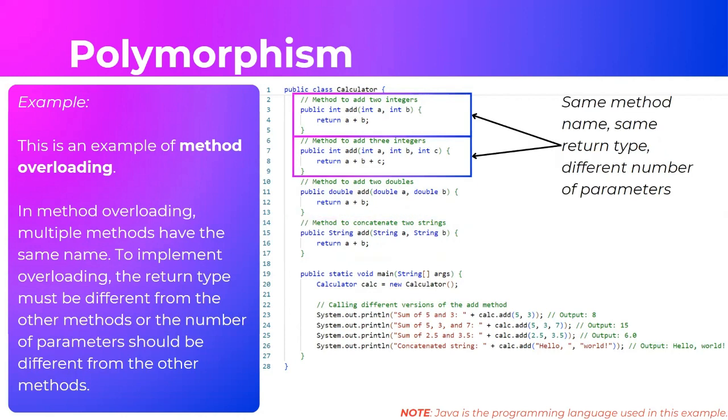But if you want to maintain the same return type, in this case we have both integer, we need to have a different number of parameters. The first one has two, a and b, and the second one has three, a, b, and c. This is also an implementation of method overloading.